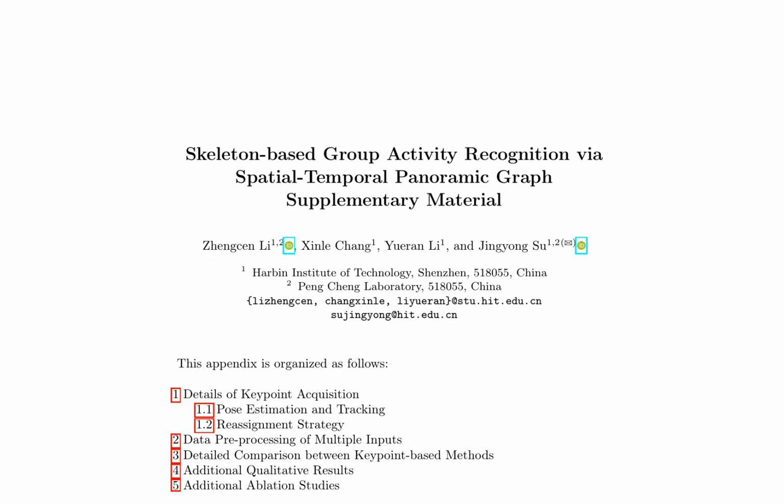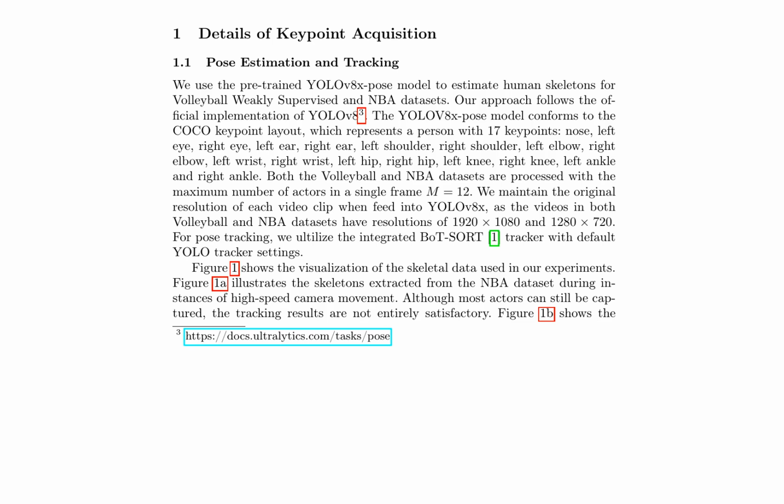The supplementary material provides additional details on the keypoint acquisition process, including pose estimation and tracking, for the volleyball weakly supervised and NBA datasets. It utilizes the pre-trained YOLOv8x pose model to estimate human skeletons, following the official implementation of YOLOv8x. The YOLOv8x pose model conforms to the COCO keypoint layout, representing a person with 17 keypoints. For pose tracking, it integrates the BoT-SORT tracker with default YOLO tracker settings. The visualization of the skeletal data used in the experiments is presented in Figure 1.